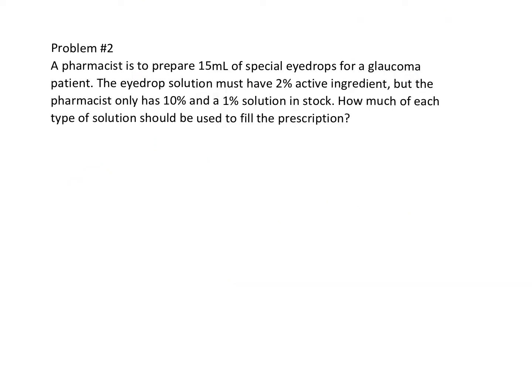Problem number 2 here is what we call a mixture problem. This particular example is a chemistry problem, but you can also use this for investments, this whole idea. So let's read the problem. A pharmacist is to prepare 15 milliliters of special eye drops for a glaucoma patient. The eye drop solution must have 2% active ingredient, but the pharmacist only has 10% and 1% solution in stock. How much of each type of solution should be used to fill the prescription?